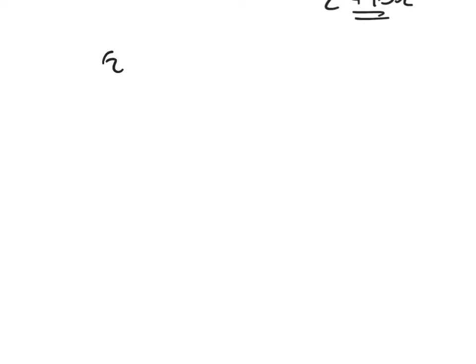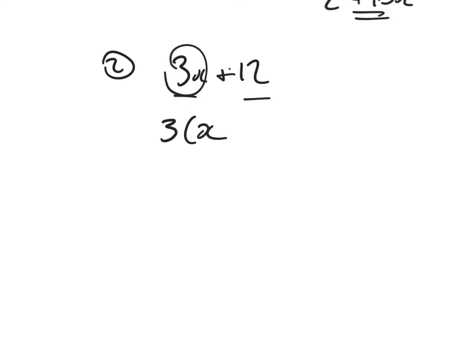Okay, question 2, we're looking at some factorization. Factorizing is when you put expressions back in the brackets. So let's start with 3x plus 12. My highest common factor there is 3. 3 times what gives me 3x, that's x. 3 times what gives me 12, that's 4. Final answer, 3 bracket x plus 4, that's part A.